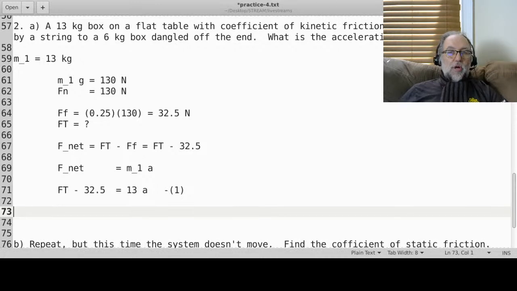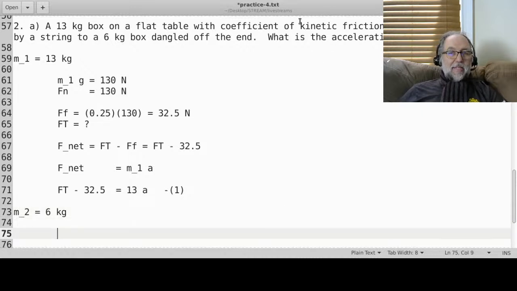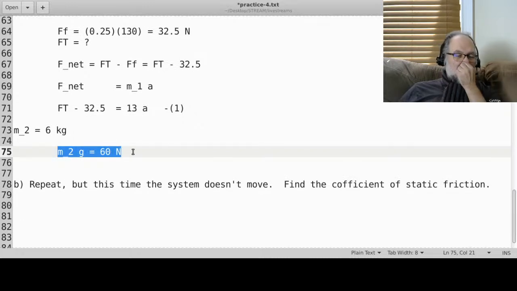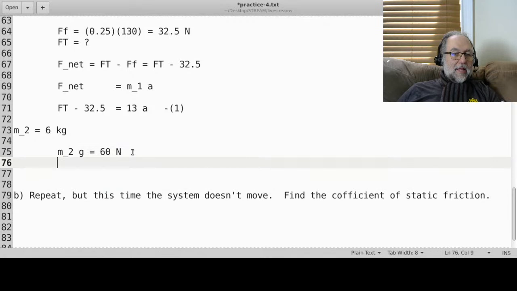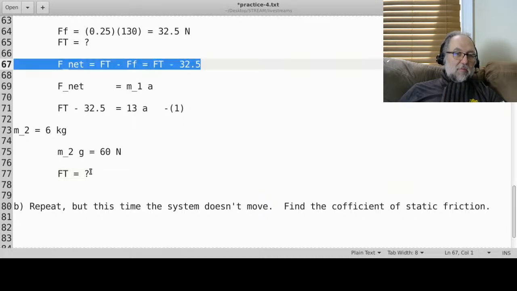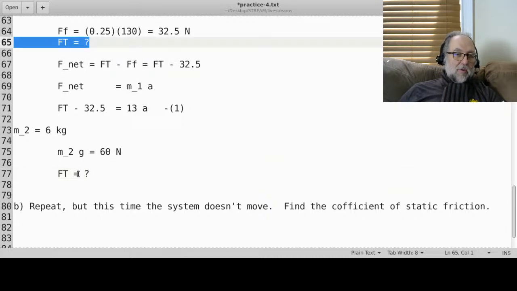So now we'll turn our attention to m2, and m2 is the 6 kilogram, okay? There were two forces acting on it. There was m2g, like this. All right. So m2g is equal to 60 newtons. All right. And then there was also FT acting on it. But guess what? We don't know how big FT is. We didn't know over here, and it's the same FT, we don't know it over there. Didn't know FT here, we don't know FT there.